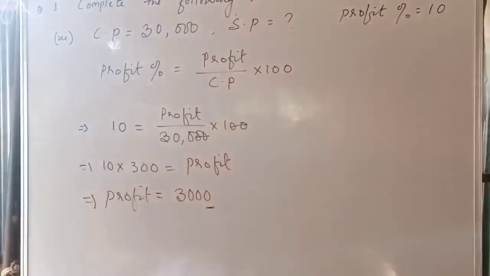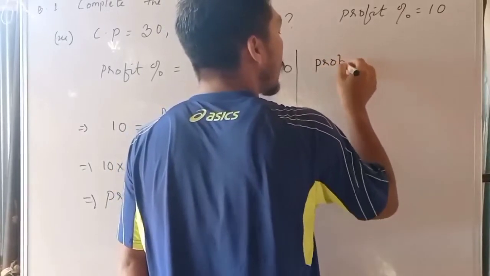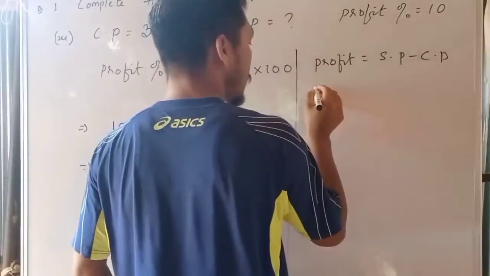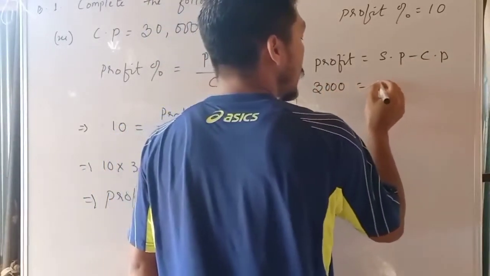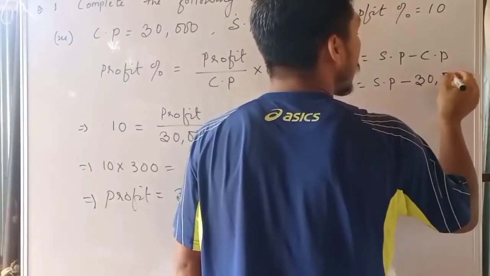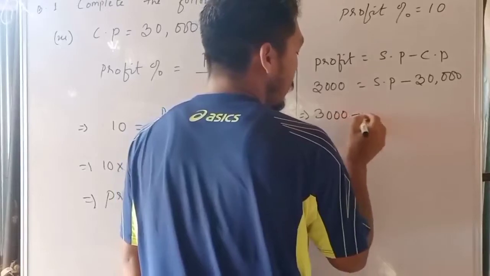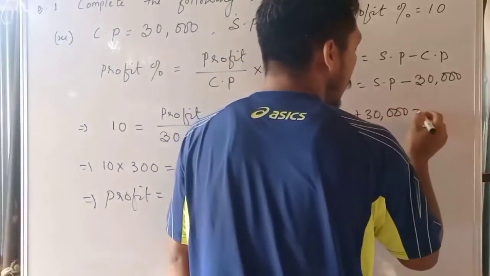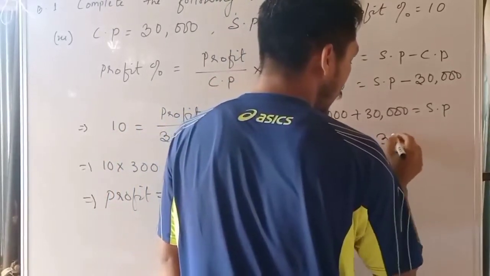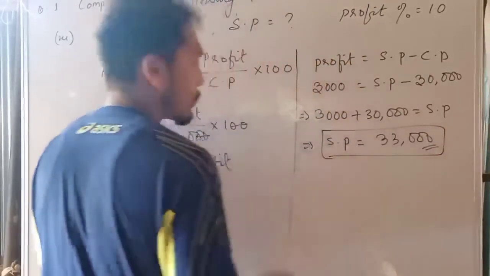Now we already found the profit, so let's find the SP. We know that profit is equal to SP minus CP. Profit we found is 3,000, and SP we don't know. CP is 30,000. Now if I send 30,000 to this side, it becomes 3,000 plus 30,000 is equal to SP. So SP is 33,000. 33,000 is your SP.